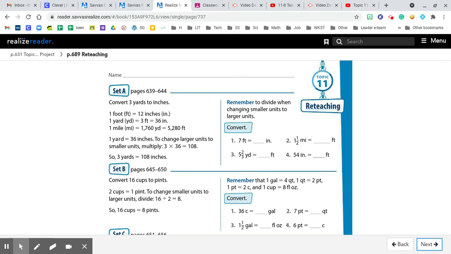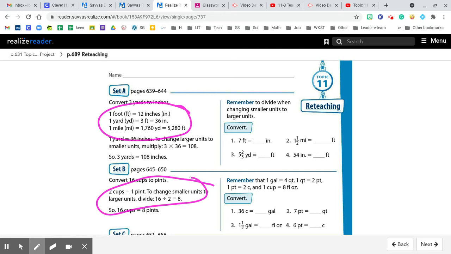All right, here's a review of our topic 11. And remember to divide when changing smaller units to larger units. And remember, all your data tables are off to the side. You can copy them on a piece of paper, put them on a note card. You may use them while you're taking the test. You don't really have to memorize them. You should try to memorize them, but you don't have to.